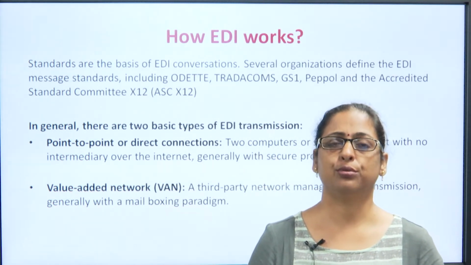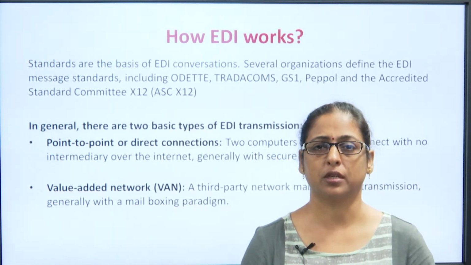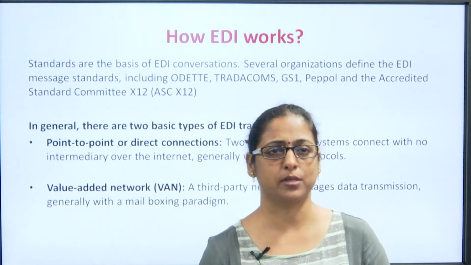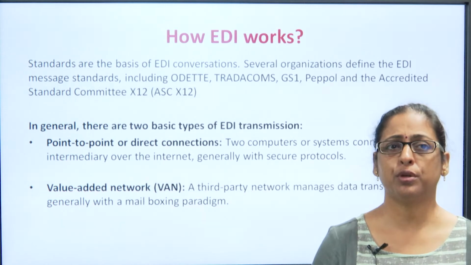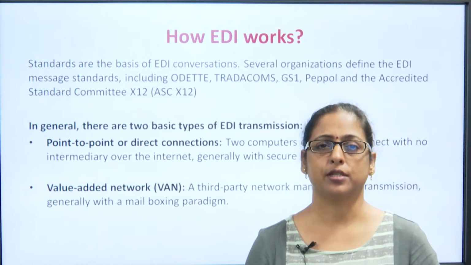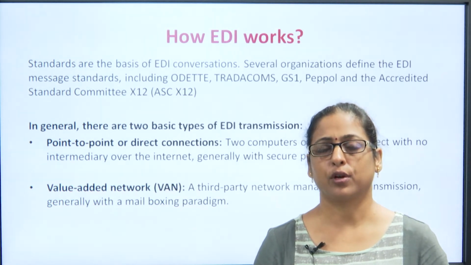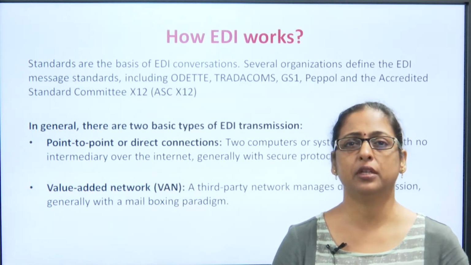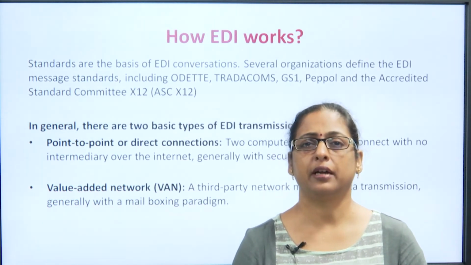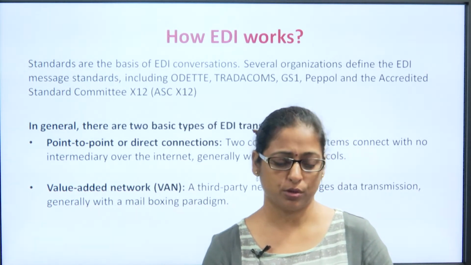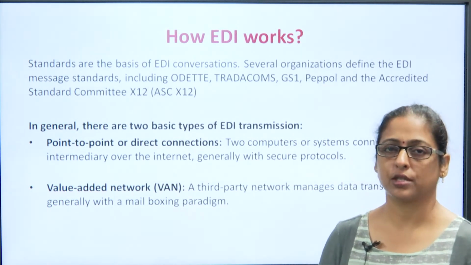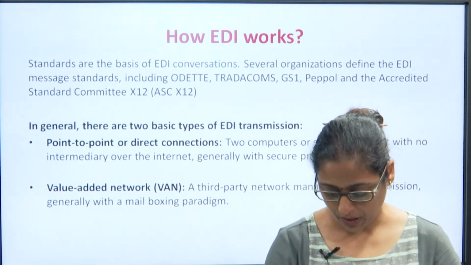So, these two kinds of EDI transmission methods can be used in different organizations for different purposes. Usually, point to point direct connection is used within the same organization for transfer of data between departments, for inter-departmental purposes, and the value added network is usually for transactions between different companies to happen.